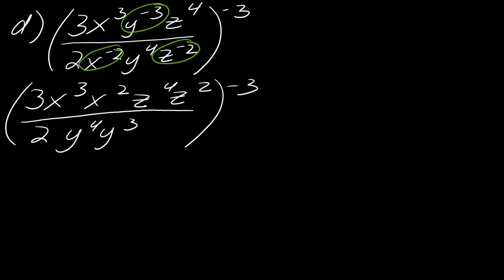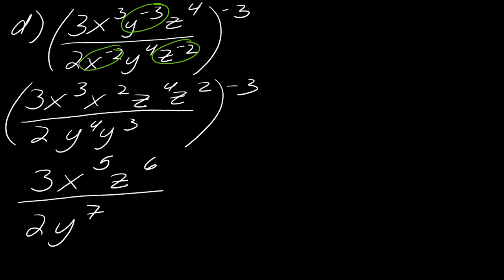Okay, so I can add up the x exponents. So the 3 and the 2 will give me 5. The 4 and the 2, oops, this should be a z. The 4 and the 2 will give me 6. And then in the bottom, this will be 2y to the 7th. Okay, so now notice I have simplified this as much as I can. There's nothing else I can do here. So now I can start thinking about this.